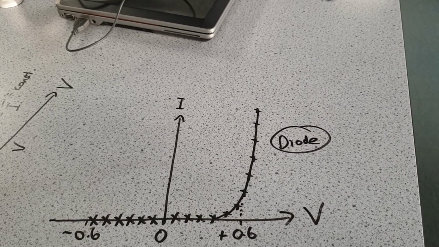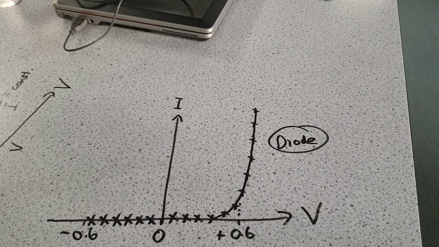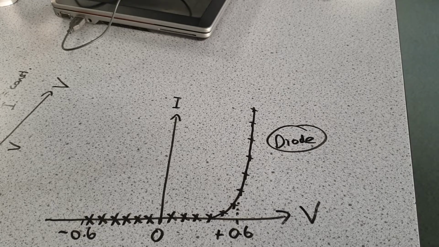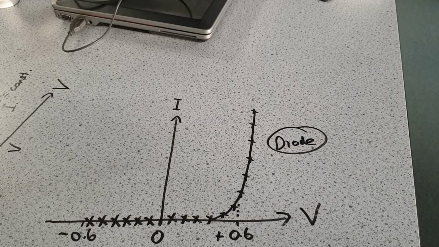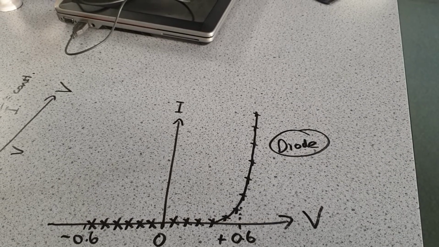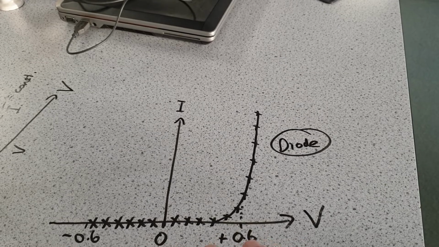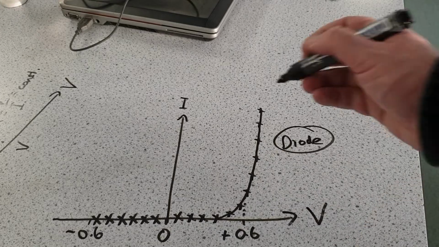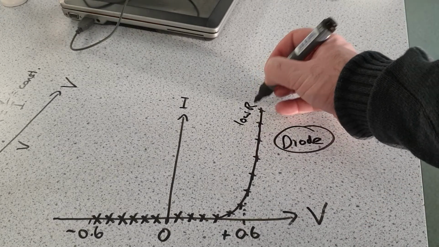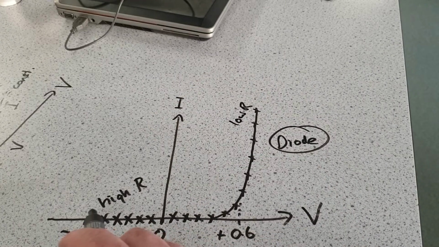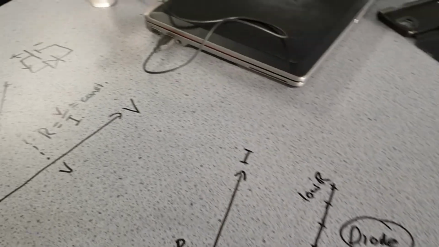So to summarize, you need to learn all three of these voltage-current graphs and also the experiment that I used to get these voltage-current graphs. So you've got the diode there, which is asymmetrical on both sides because it lets current through on this side, with very low resistance at this point, and a very high resistance if it's connected the wrong way around.